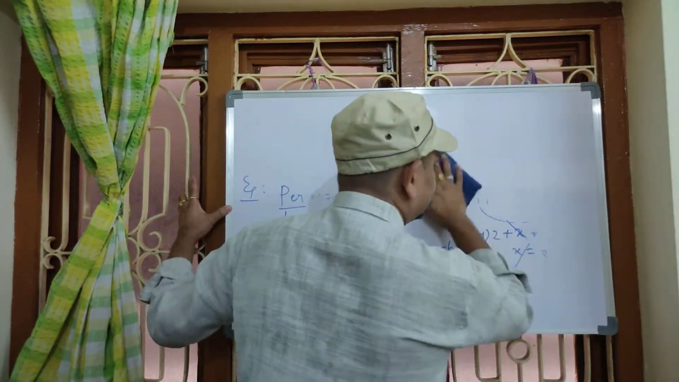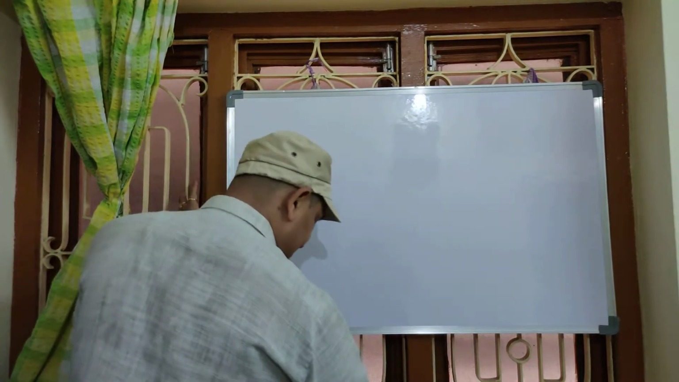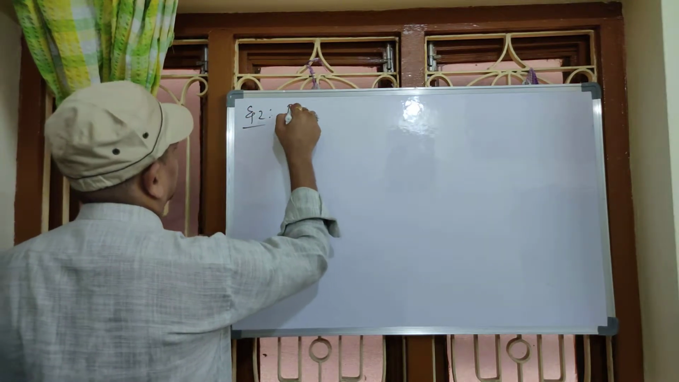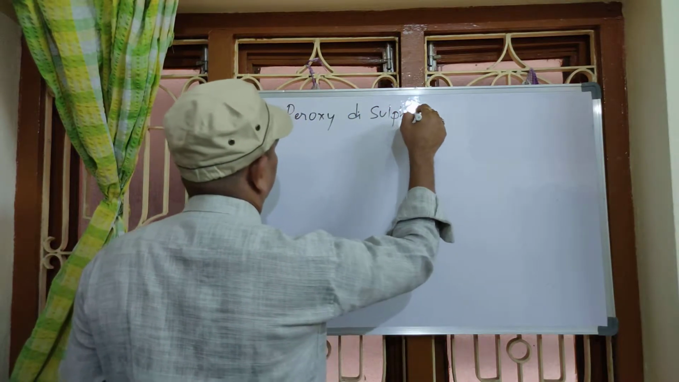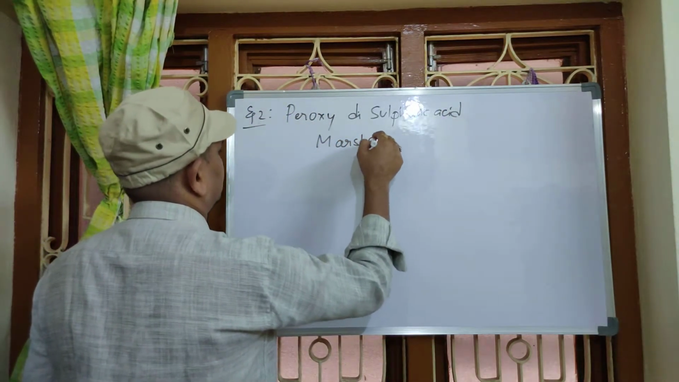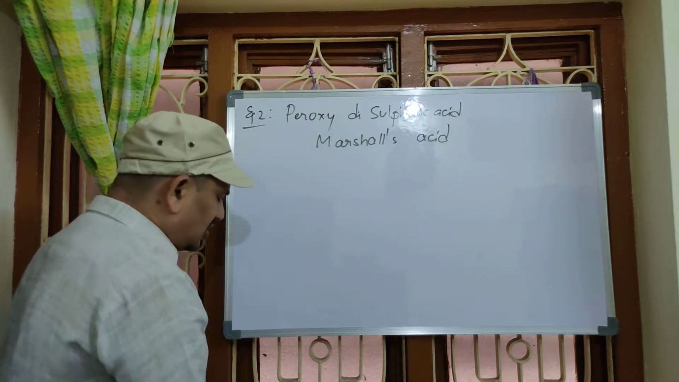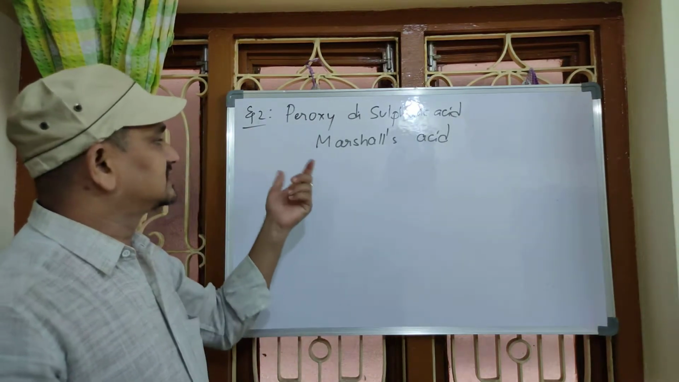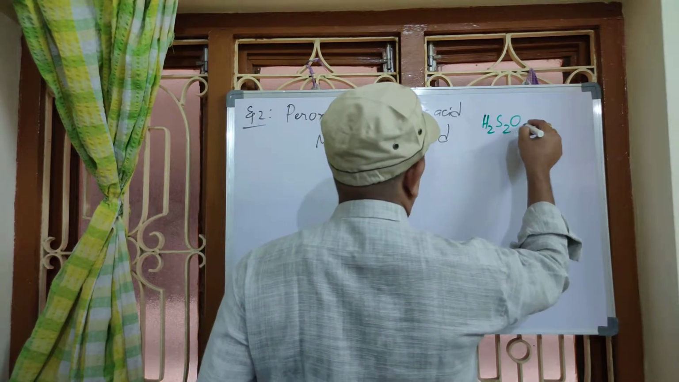Now, our next example is peroxy disulfuric acid. Mono we studied, no? Our next example is peroxy disulfuric acid, which is also called Marshall's acid. Peroxy disulfuric acid, or per disulfuric acid also, sometimes they may give either name, is also called Marshall's acid. Its formula is H2S2O8.